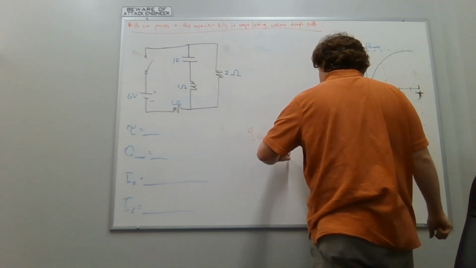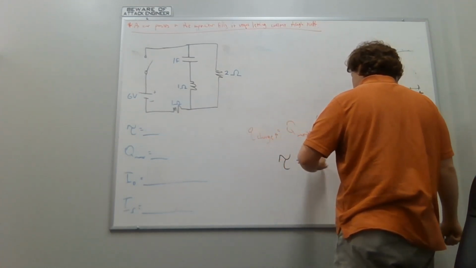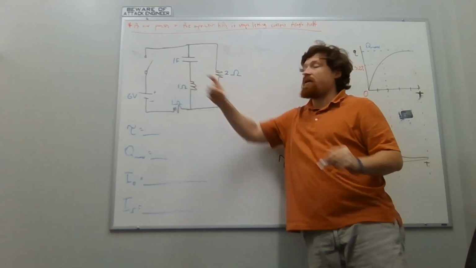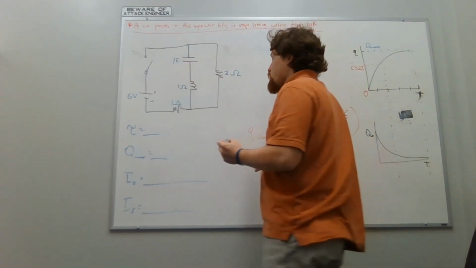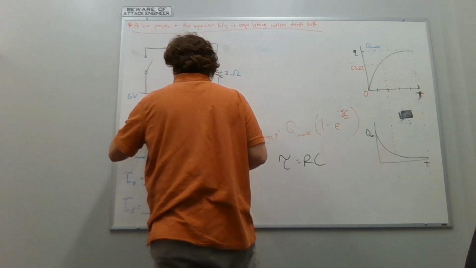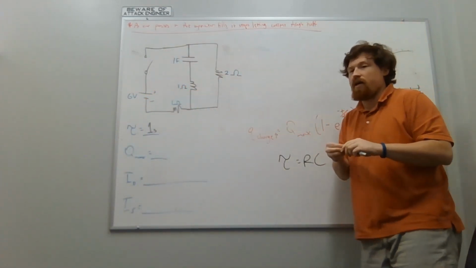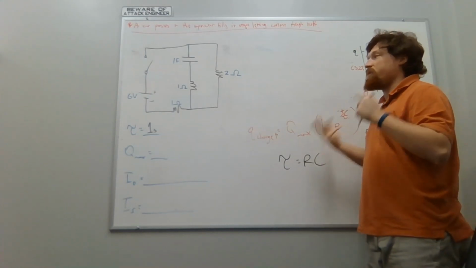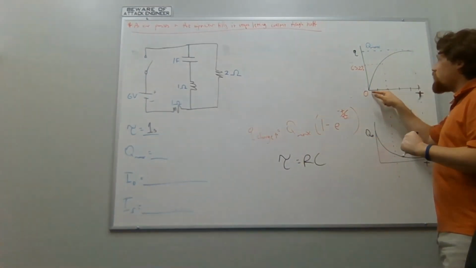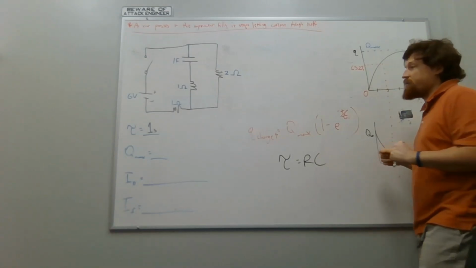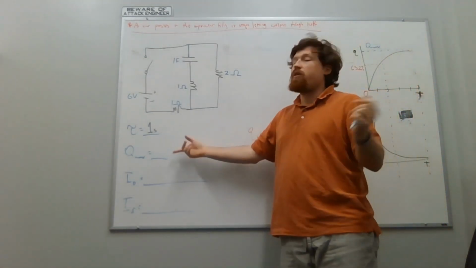The formula for tau is R times C. So, resistance of 1 times the capacitance of 1, our tau is 1 second. The unit for tau is seconds, time, because it is a measure of the time it takes to charge up to 63.2% of your Qmax.